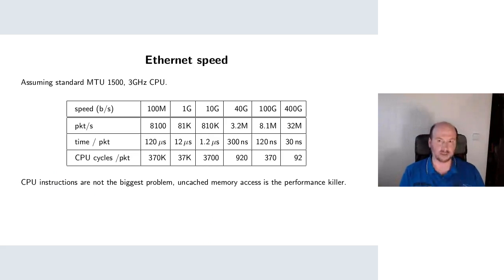So the problem is that the demands, customer demands or user demands, and the speeds of the hardware are growing quite fast, while CPU speeds and CPU abilities are not growing nearly at that fast.